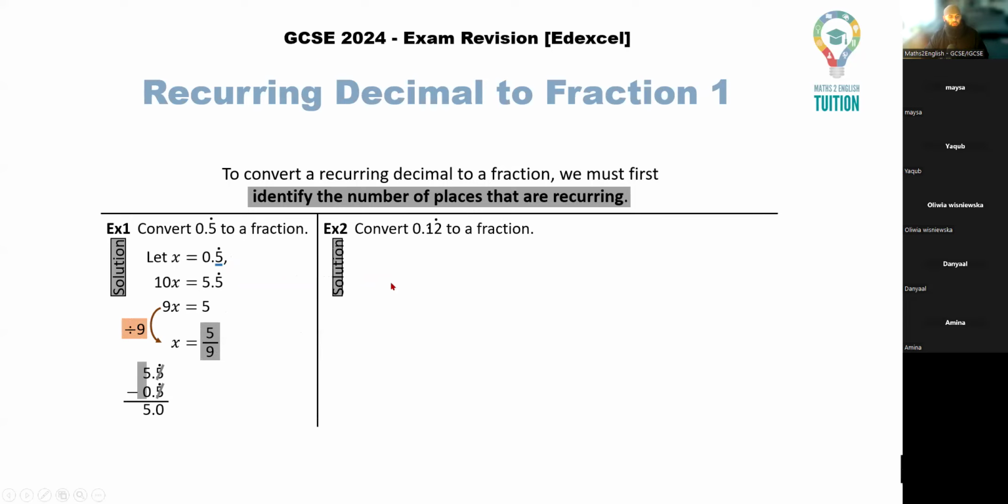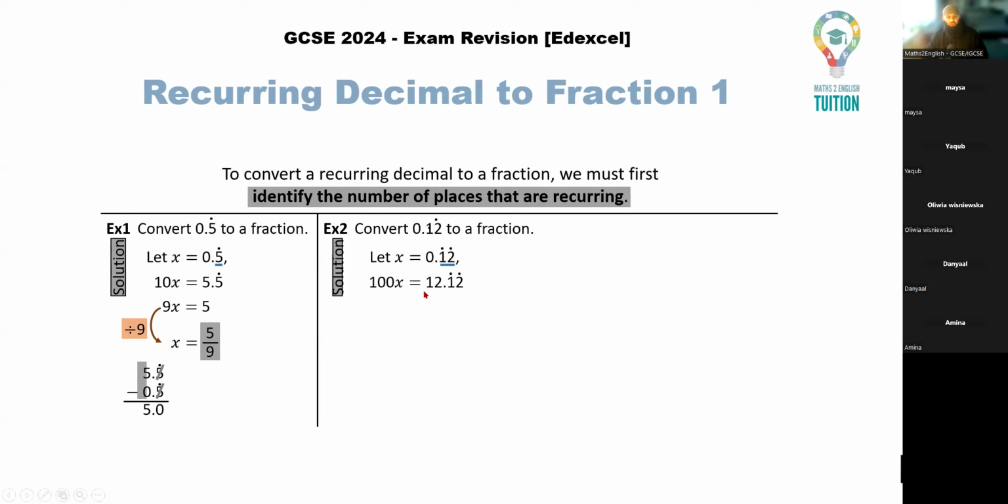Okay, next one. So we're going to convert 0.12 recurring. That's two decimals that are recurring. Same thing. We make x equal to 0.12 recurring. We multiply by 100 because it's two decimals that are being repeated. So the recurring part is isolated. That's the main part.